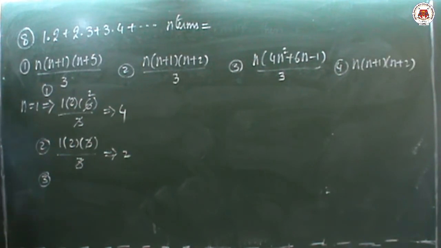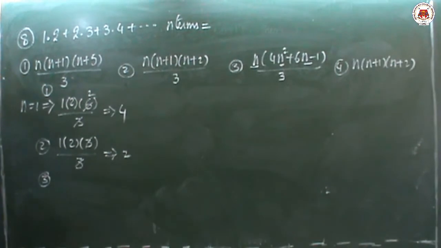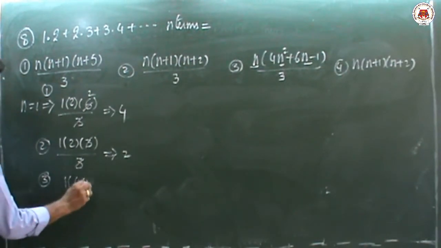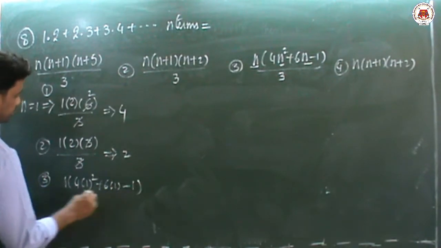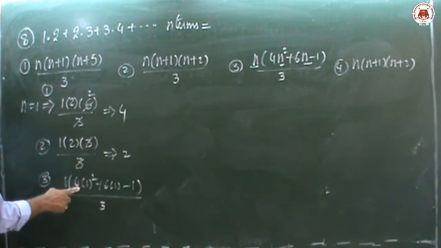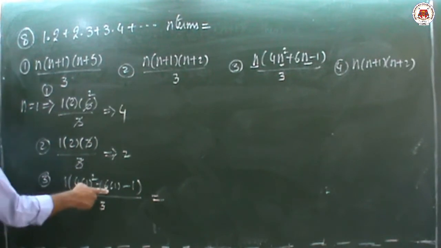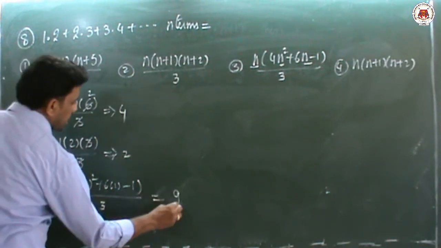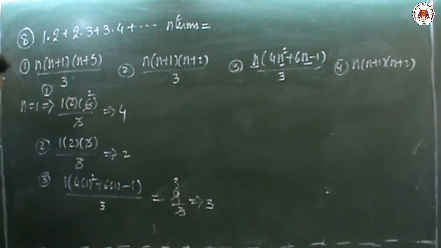Now we will go to the third option. In the place of n put 1. 1 into 4 into 1 square plus 6 into 1 minus 1 by 3. So 1 square means 1, 4 1s are 4, 6 1s are 6. 4 plus 6 is 10, 10 minus 1 is 9. 9 by 3 means 3 cancels 3 times. What is the answer? 3 is the answer.